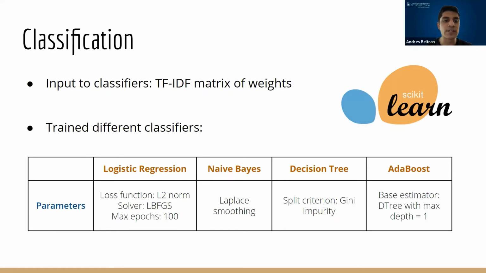The second one is naive Bayes, and for this one, we've used Laplace smoothing. The next one is decision tree using Gini impurity as the split criterion. And the final classifier is AdaBoost, which is an ensemble with a base estimator of a decision tree with a max depth of 1.